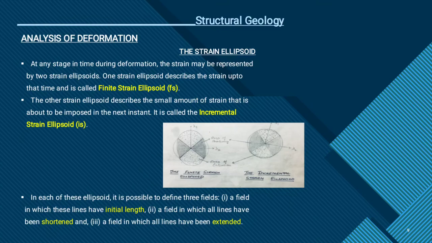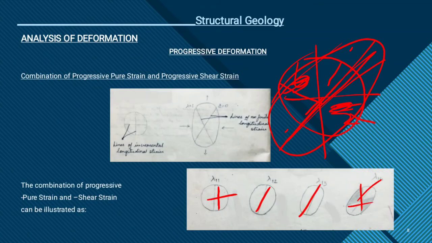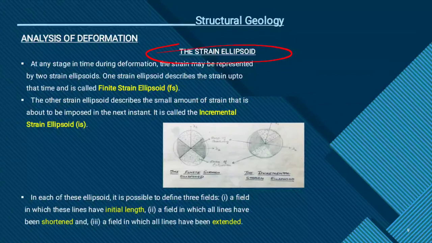In the strain ellipsoid, we are now going to 3D, since up to now it was the 2D strain ellipse. We are going to the 3D strain ellipsoid. At any stage in time during deformation, the strain may be represented by two strain ellipsoids. One strain ellipsoid describes the strain up to that time. It is known as the finite strain ellipsoid. What is finite? Finite means final.